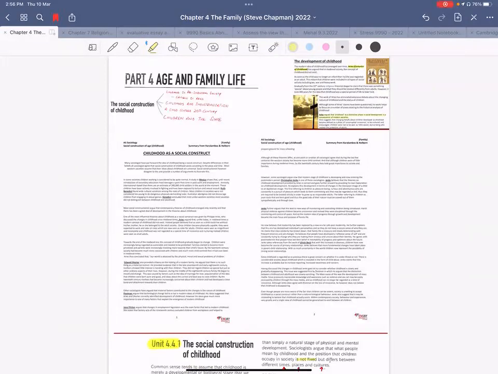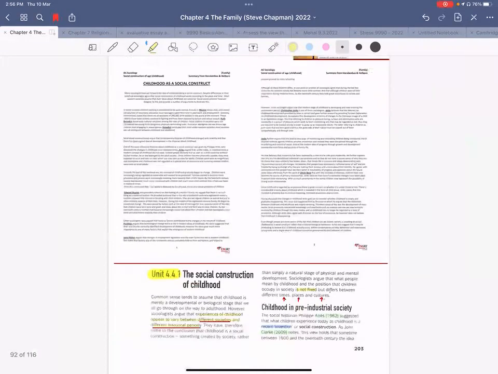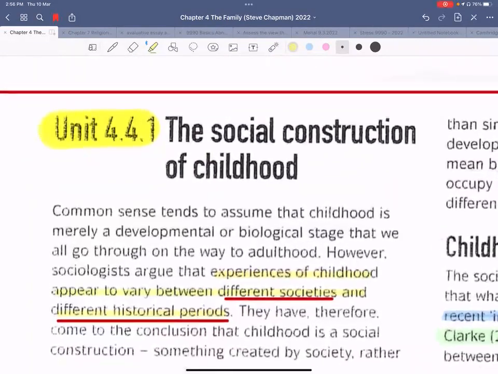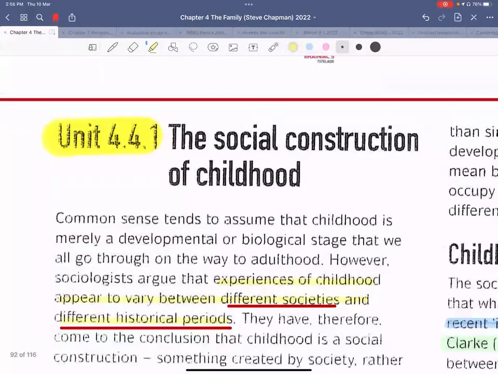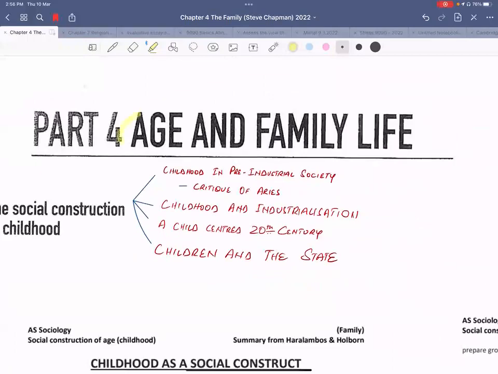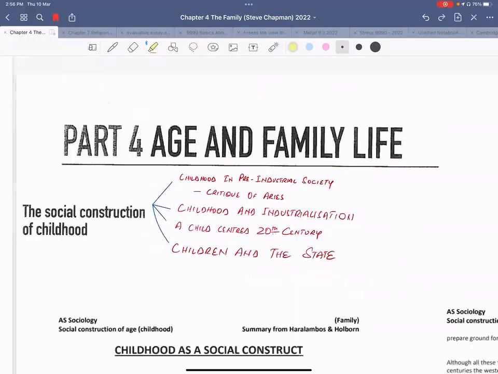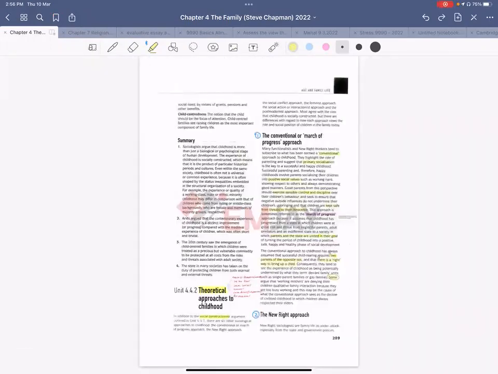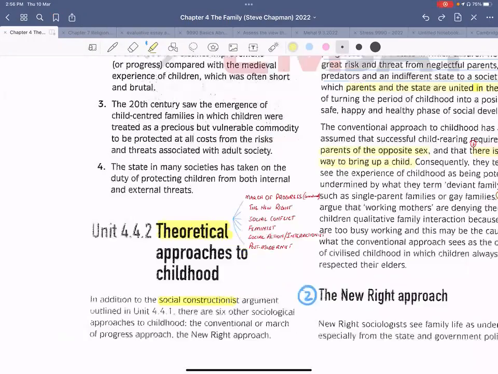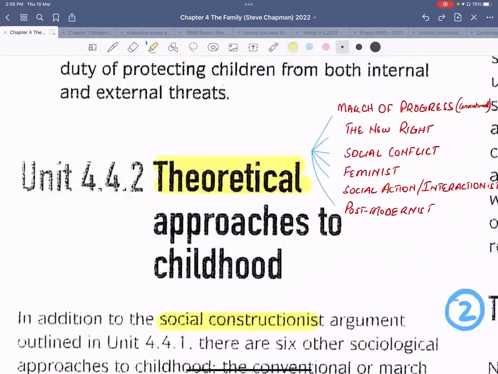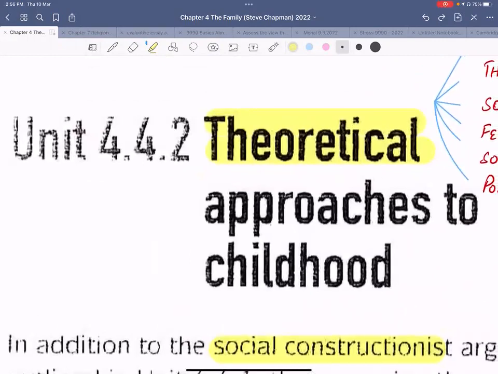Okay. Now we were discussing this. Like I said, we had started off this unit 4.4.1, the social construction of childhood, in the last lesson. Both of these come under the heading of age and family life. Now if I take this a little further, there's something I'd want to first discuss with you. What is your unit 4.4.2? Unit 4.4.2 has to do with the theoretical approaches to childhood.